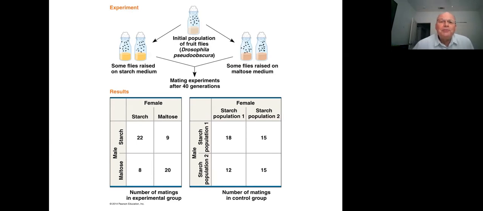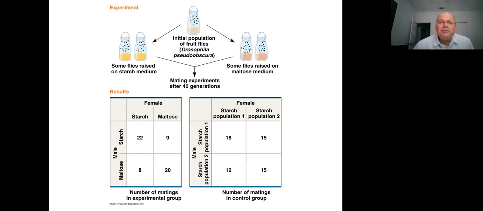A single population of this Drosophila that had been raised on a sugar source was then divided into two. One of the two populations was then raised on starch. The other was raised on maltose as the sugar source, and they were kept separated from each other for about a year, which is approximately time enough for 40 generations. Generation time for fruit flies being approximately 2 weeks.